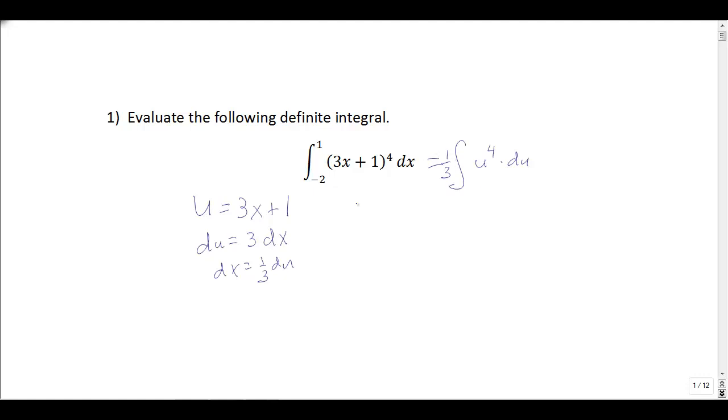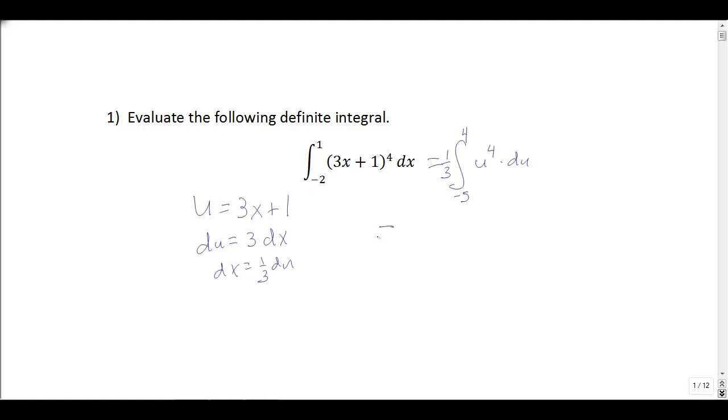Now the bounds, I'm going to tend to convert to u bounds. So this -2 is x equals -2. 3 times -2 is -6, plus 1 is -5. So x equals -2 corresponds to u equals -5. And then x equals 1: 3 times 1 is 3, plus 1 is 4. So in the u range, we're going from -5 to 4.